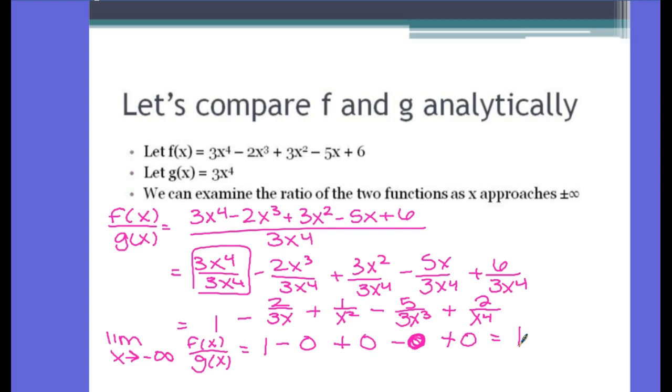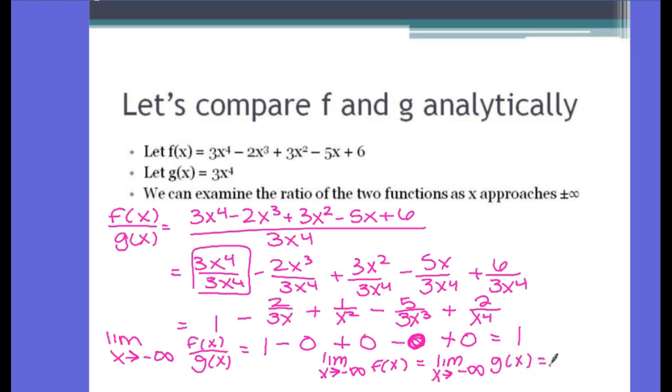Now, that does not mean, this is the difference, this does not mean the limit as x goes to infinity of f of x equals 1. It means that the limit as x goes to negative infinity of f of x is the same as the limit as x goes to negative infinity of g of x. Does that make sense? So this tells me that the limit as x goes to negative infinity of f of x equals the limit as x goes to negative infinity of g of x.